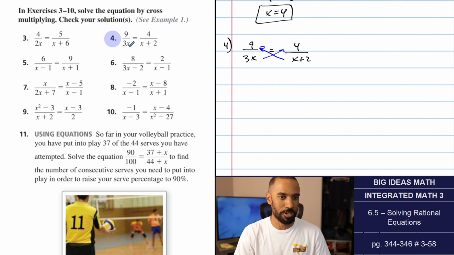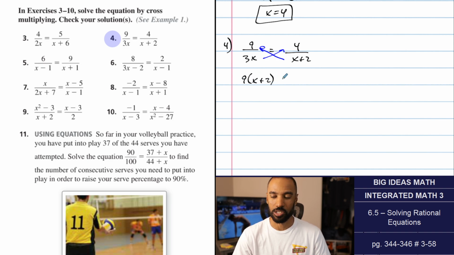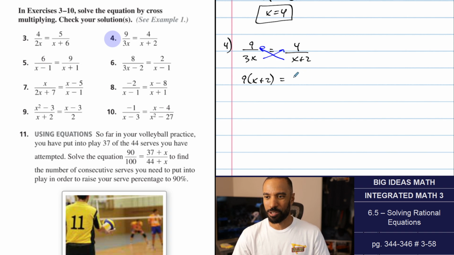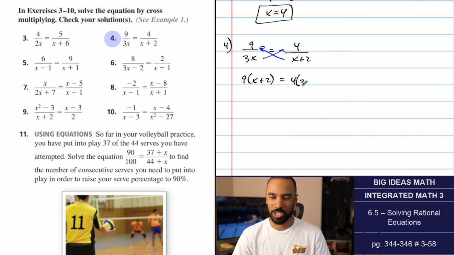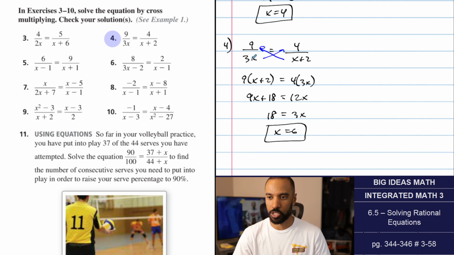4 over 2 could have reduced to 2. 9 over 3 can reduce to 3. There are things you can do before cross multiplication if you truly want to solve it that way. I don't see another one to reduce, so I probably want to do it on this one in just a moment, just to show that it's the same thing. Obviously, I think you should know it's the same thing, but if you can make numbers smaller, I would sometimes bother with doing it. Here I'm getting x equals 6, which is neither 0 nor negative 2, so you're good.